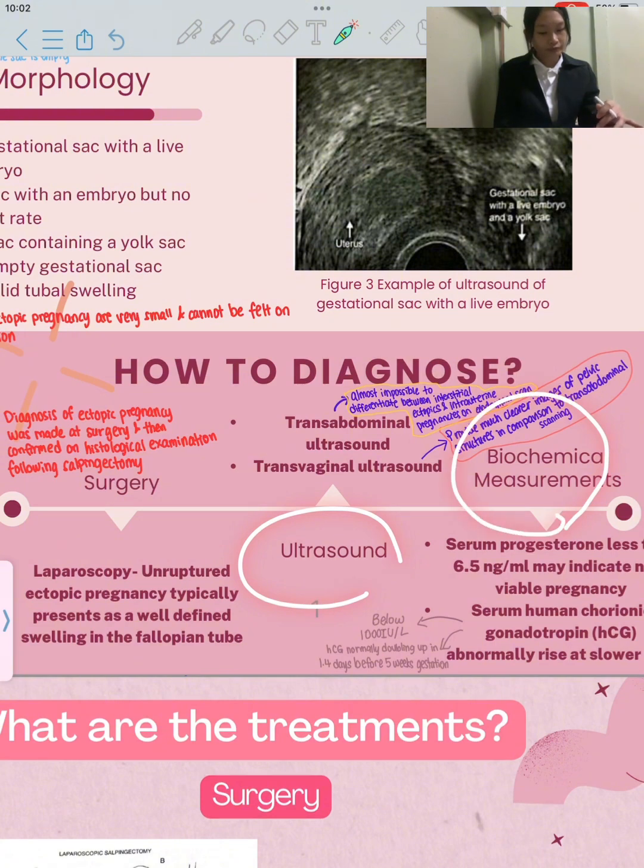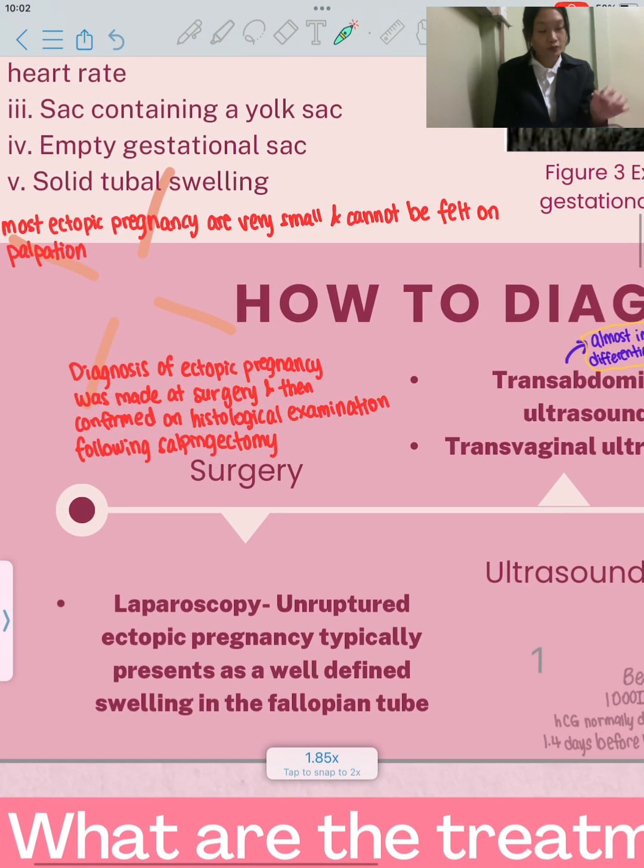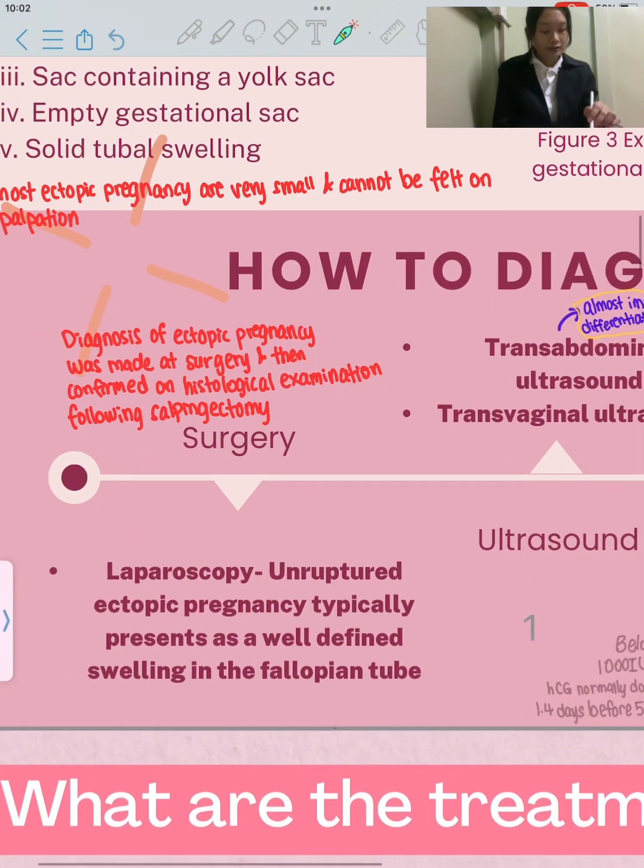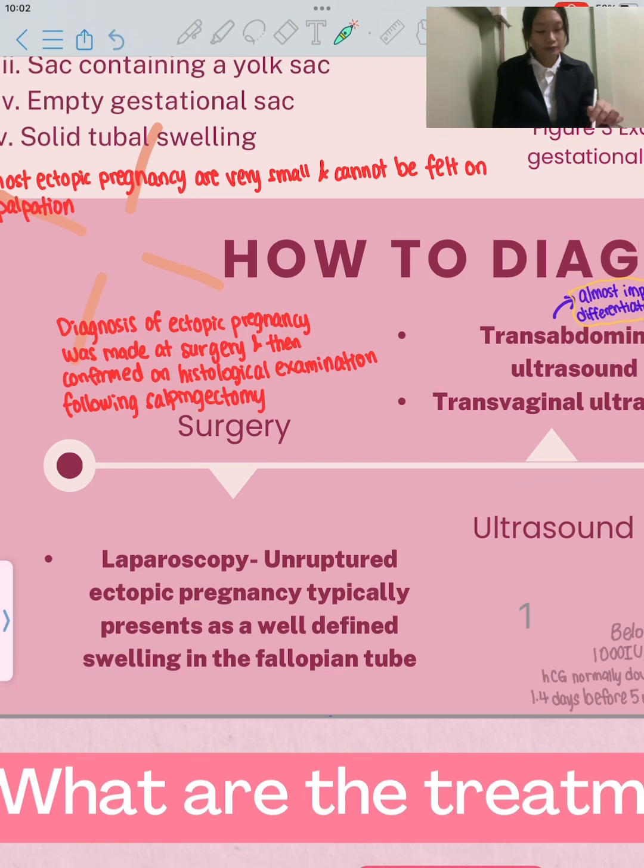For the first one, as most ectopic pregnancies are very small and cannot be felt on palpation, we have surgery to diagnose it. The diagnosis of ectopic pregnancy is made at surgery and then confirmed on histological examination following salpingectomy, and the surgery is conducted using laparoscopy, in which the unruptured ectopic pregnancy will typically present as a well-defined swelling in the fallopian tube.